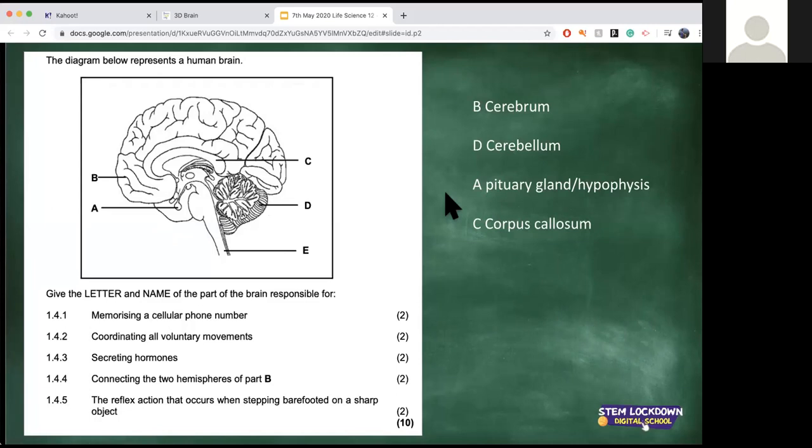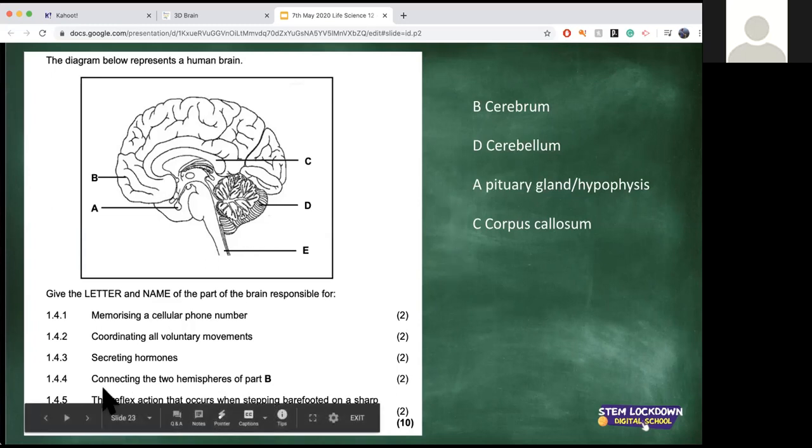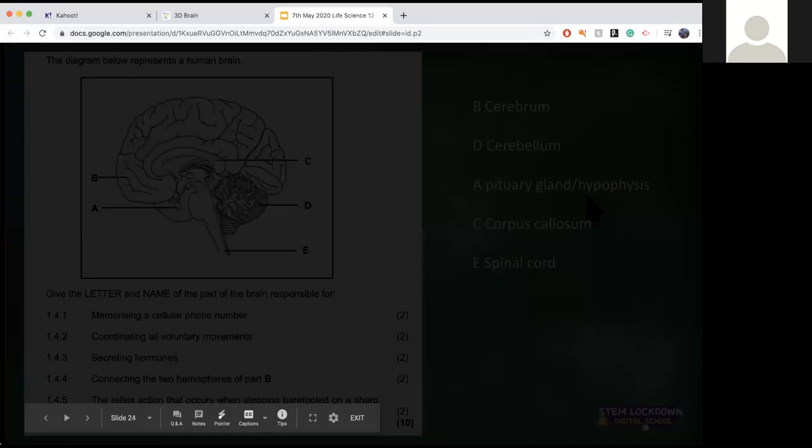And the last one, the reflex action. That is a reflex arc. We haven't done that. We'll do that next week, Monday, the reflex arc. So for 1.4.5, it's a reflex arc. We only had to answer this.